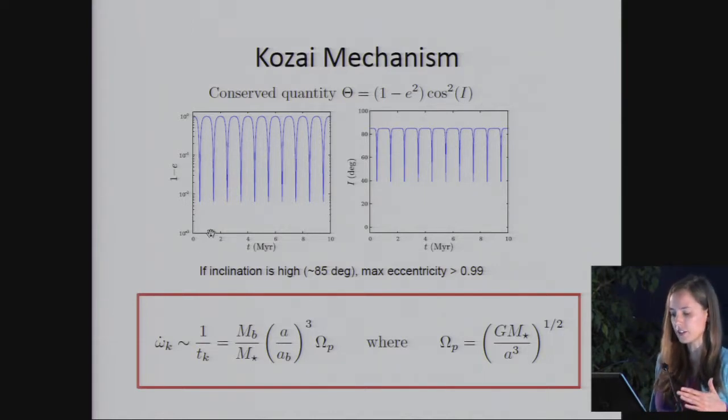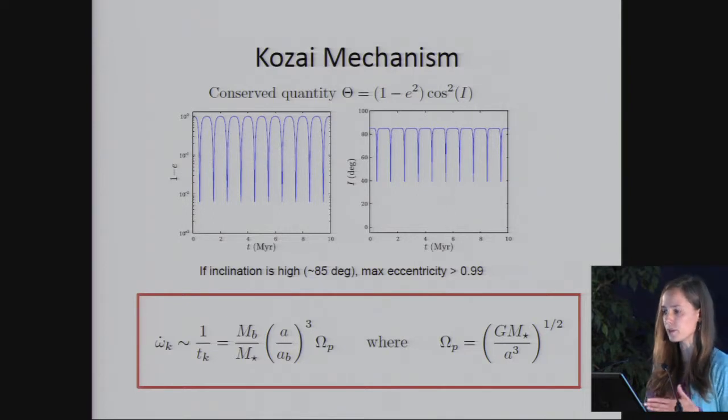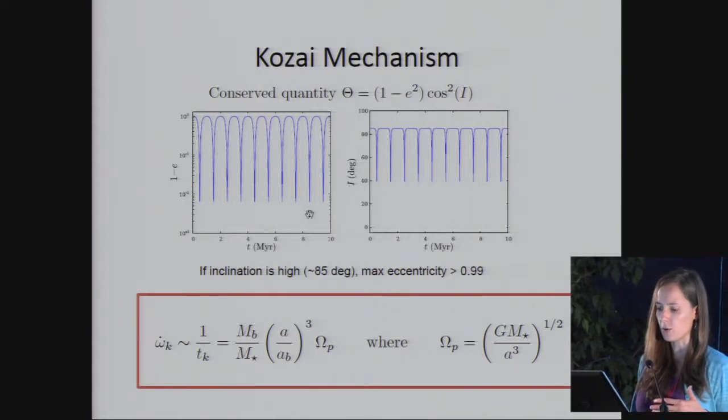These Kozai oscillations occur at this characteristic frequency, omega dot k, which is roughly given by the mass ratio of the binary and the host star, times the planet's semi-major axis over the binary semi-major axis cubed, times the planet's mean motion or orbital frequency. And for the parameters that we are interested in, so a planet at a few AU and a binary star at a few hundred AU, the time scale for these Kozai oscillations is of order 1 million years.